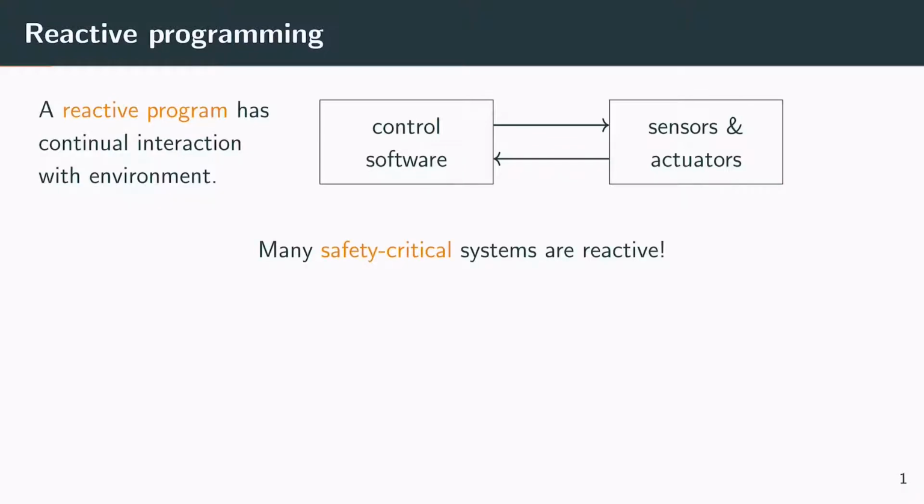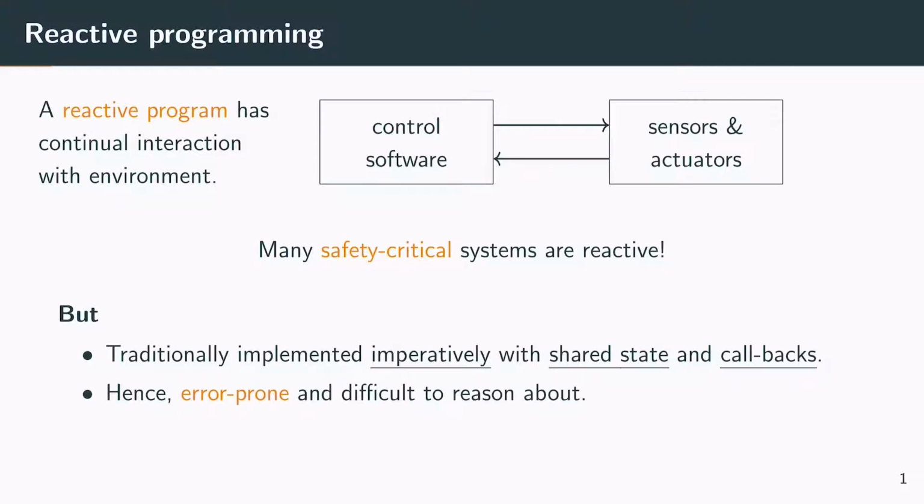So many safety critical systems are in fact an instance of this kind of architecture of reactive software. So we really want to make sure that these run as expected and don't crash and don't cause failures. However, traditionally these have been implemented in an imperative style, and still are to this day often implemented in an imperative style, which means that they react to inputs, so from external events, using registered callbacks, and then these callbacks will manipulate some kind of shared state. So they will read from the shared state and then write back changes to the shared state.